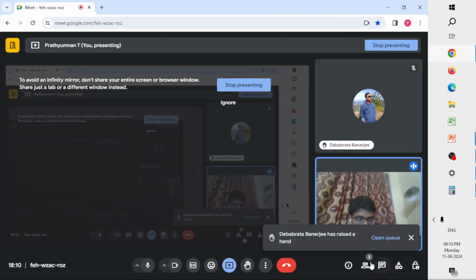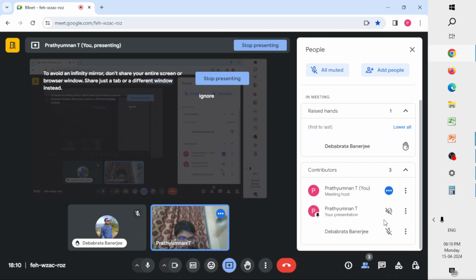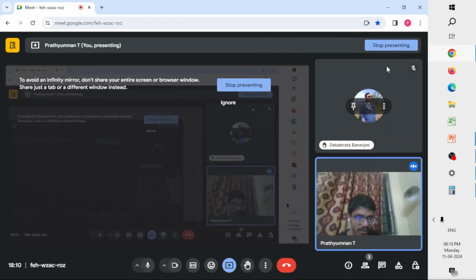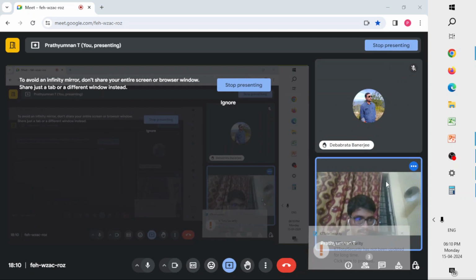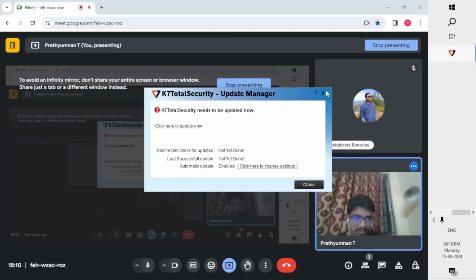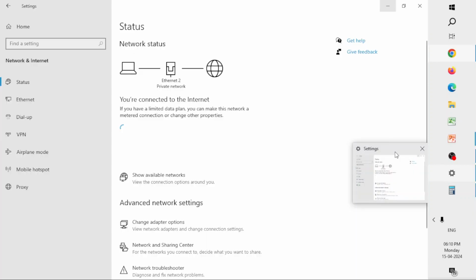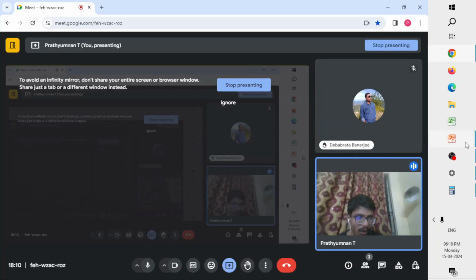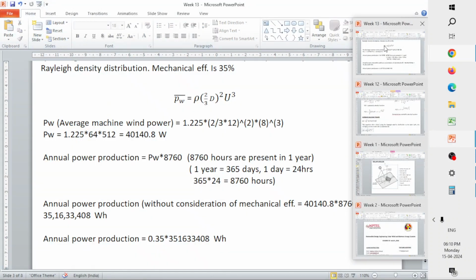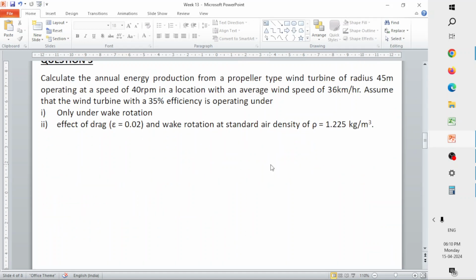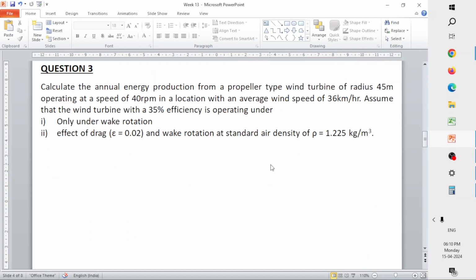Oh, you have raised your hand. Do you have any doubt? Or shall we proceed towards solving the next question? If you don't have any doubts, then we can actually progress towards the next question.